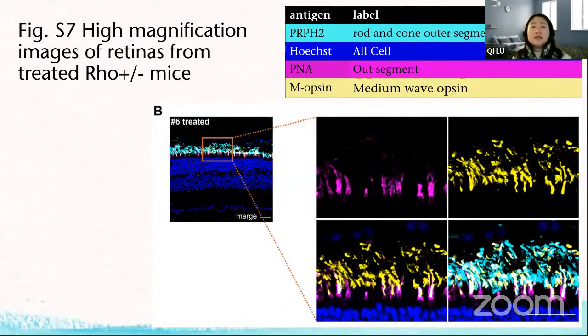Here the image is a higher magnification image showing the outer segment, which is indeed cone opsin and rhodopsin, present in the rod photoreceptor because it presents a very long outer segment.